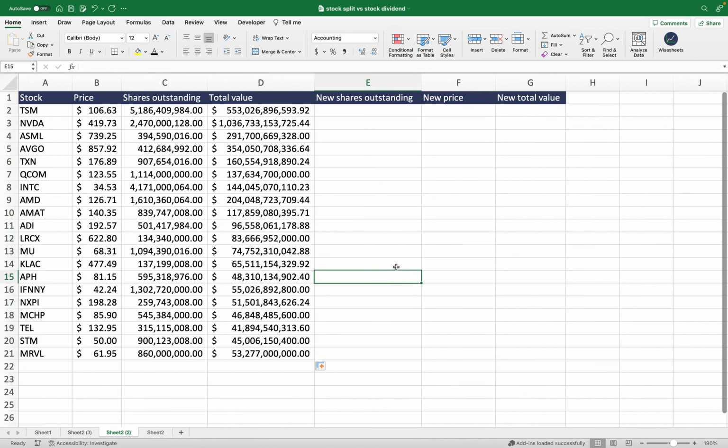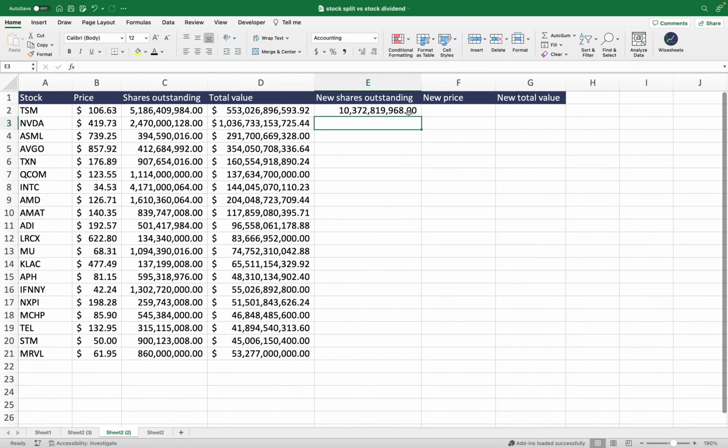Now let's say that each of these companies decides to do a stock split, and the type of stock split is a 2-for-1 stock split. And that basically means that for existing shareholders, if you hold one share, that share will transfer to 2 shares. So you were 1 share before, but now you have 2 shares. So essentially what would happen is that you would double the number of shares outstanding.